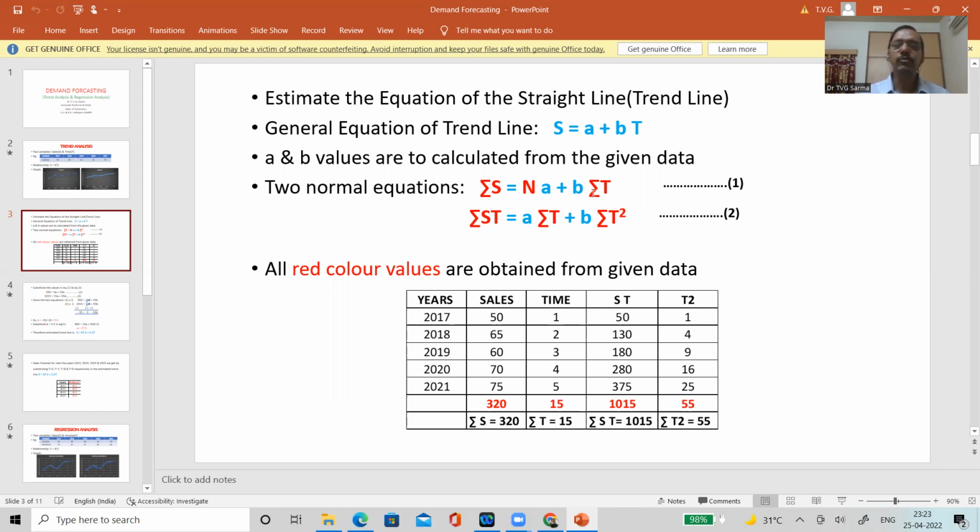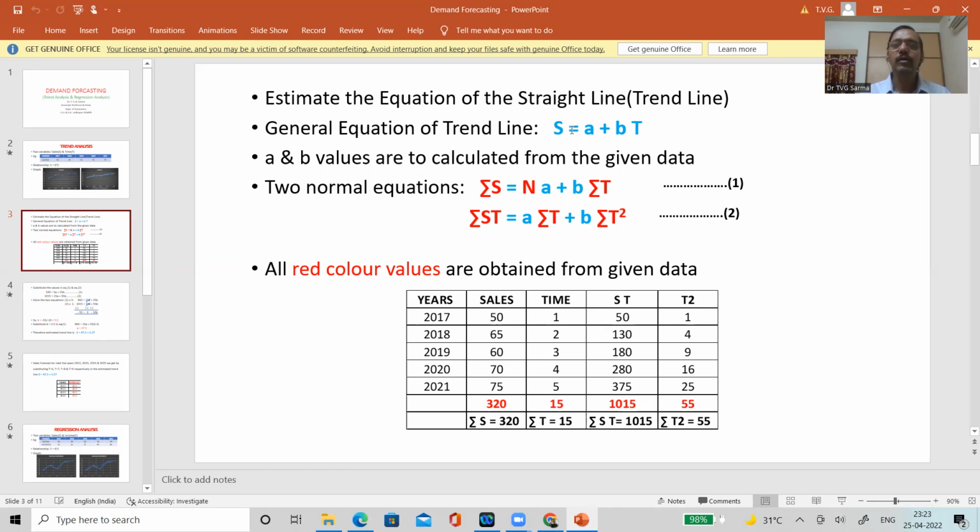If we remember these two equations, half of the problem is solved. Half of the entire job of calculating the value of A and B is completed. Now I have deliberately marked the values that should be found from the given data in red color. So all red color values are obtained from the given data, so you don't have to remember anything.